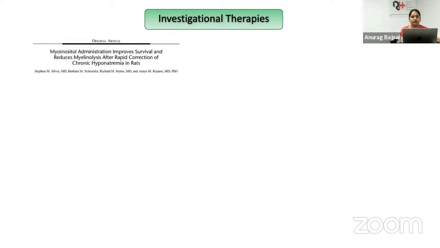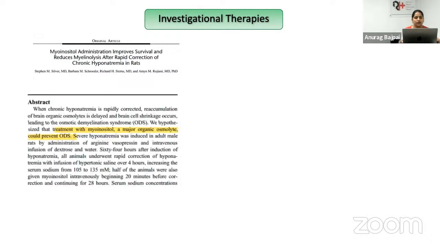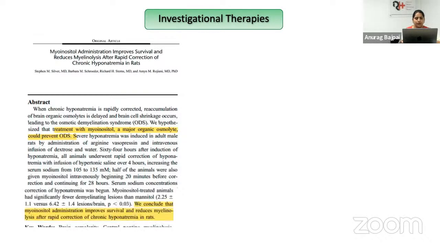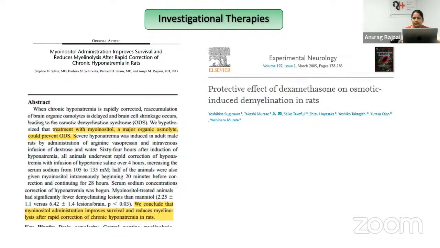So there are some investigational studies that have been done in mice. After the rapid correction of the hyponatremia, they infused myo-inositol in the mice to prevent ODS. And what they have seen is that after the infusion of myo-inositol, the rats survive. So this is the protective effect of myo-inositol. This is just an experimental therapy.